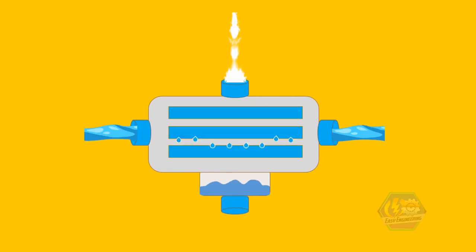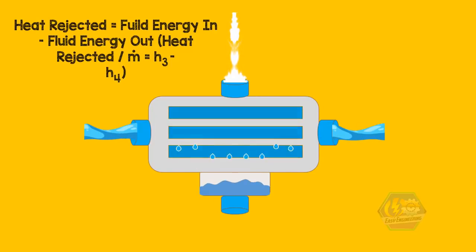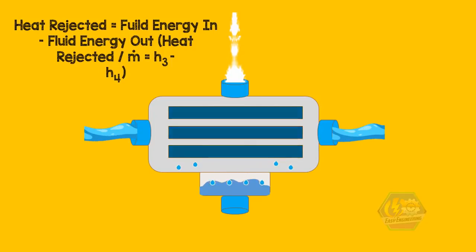The equation is heat rejected equals fluid energy in minus fluid energy out, or enthalpy 3 minus enthalpy 4. Note again that this equation is formed by using a mass and energy rate balance for a controlled volume at steady state, neglecting pressure drop.